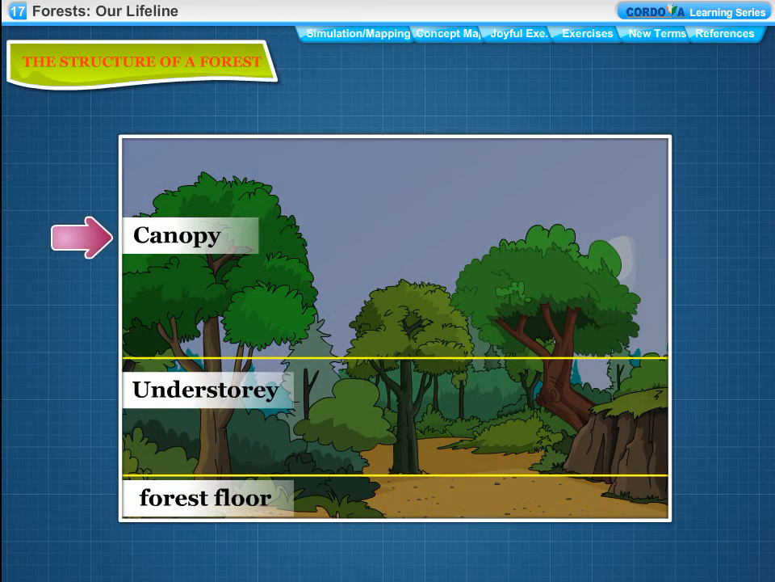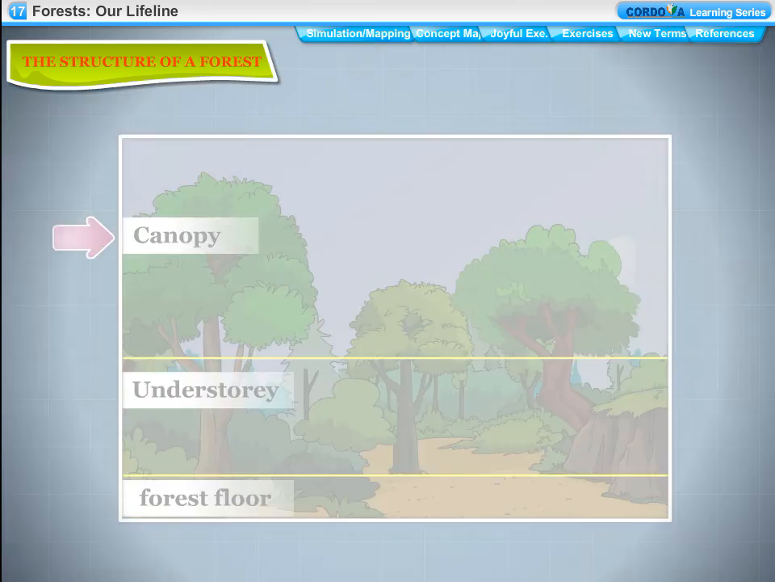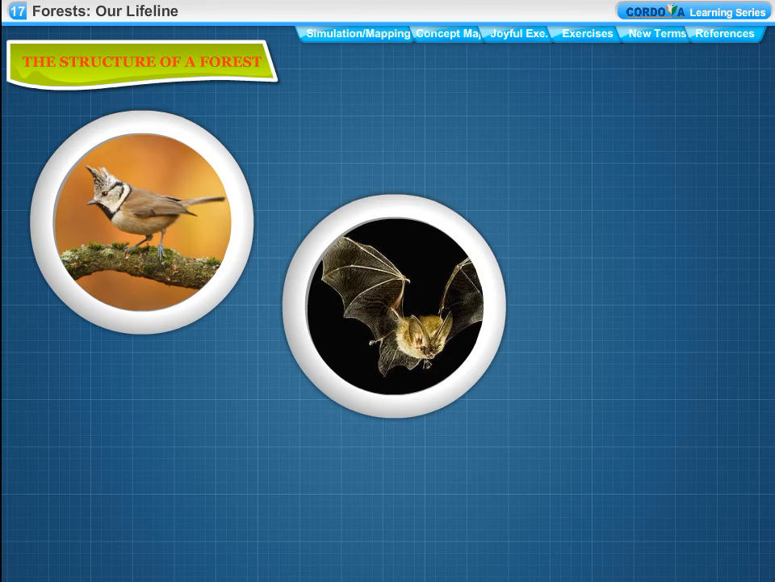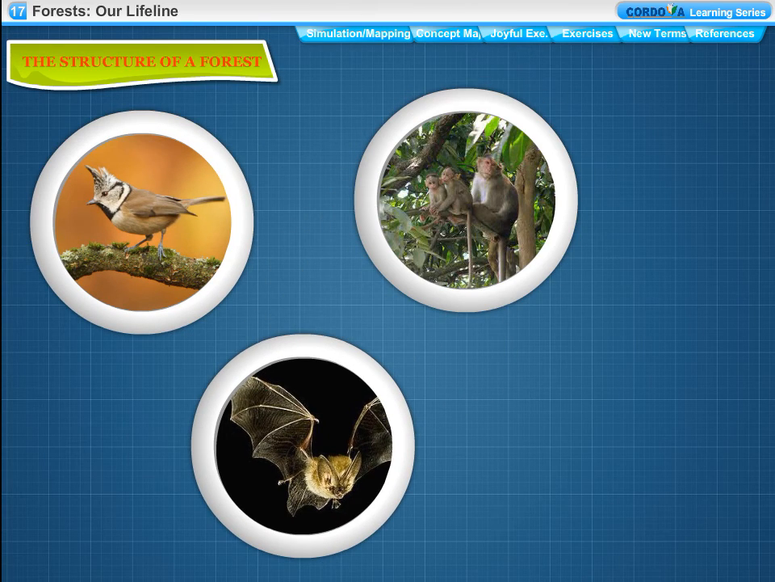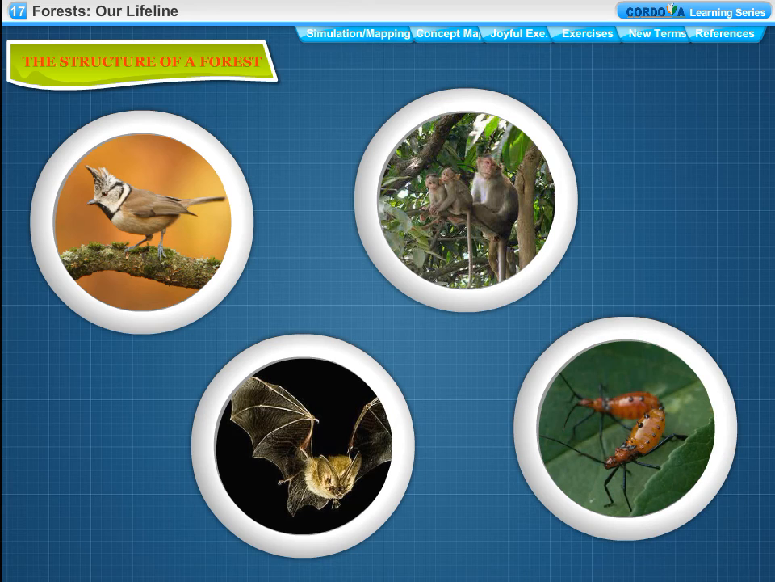Canopy layer. The uppermost branches and leaves of tall trees, which act like a roof or umbrella over the smaller trees in the forest, is called canopy. A large variety of birds, bats, monkeys, insects live here. Some animals live solely in the canopy region.